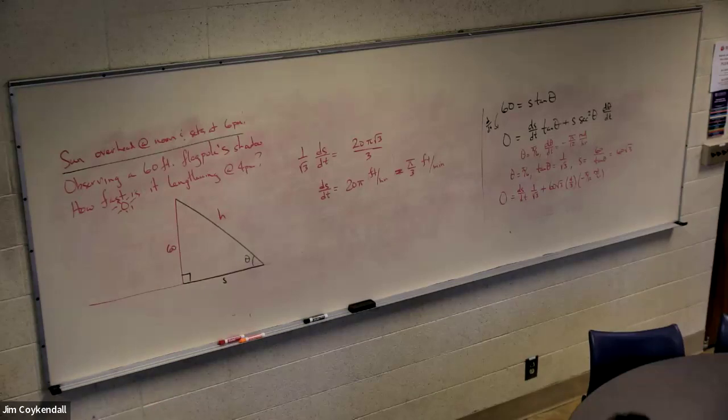So here's one. I will read this to you and write the relevant things up. A clock has a minute hand of length 8 inches and an hour hand of length 4 inches. How fast is the distance between the tip of the minute hand and the tip of the hour hand changing at 1 p.m.?